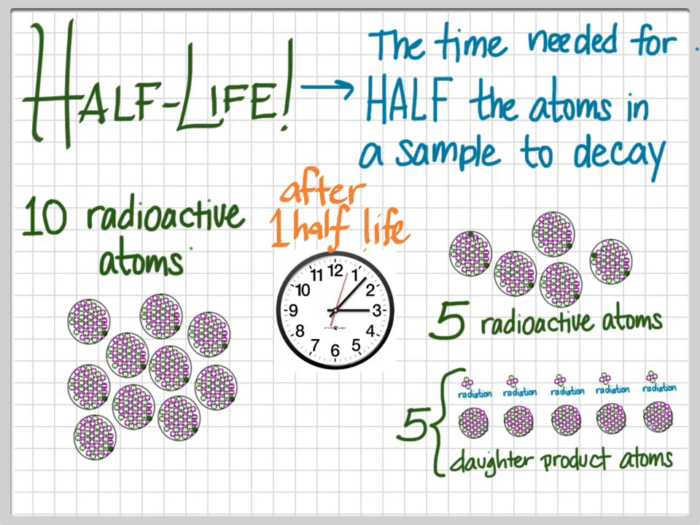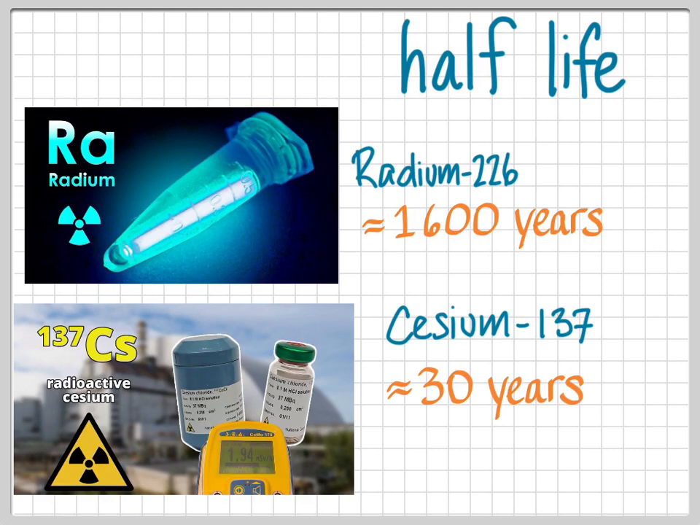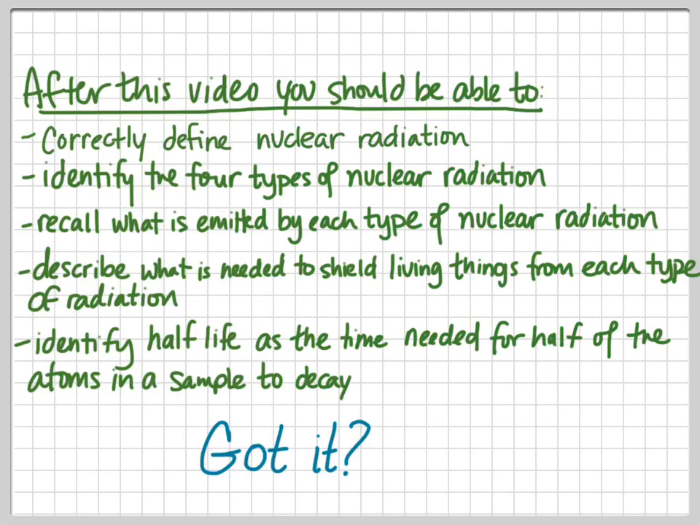Now, how long does this take? What's a half-life? Well, it varies tremendously. For radium, the half-life of radium-226 is 1,600 years. That's 1,600 years, folks. For cesium-137, it's only 30 years. There are some radioactive isotopes that have a half-life that is measured in minutes. But, you know, mileage may vary.